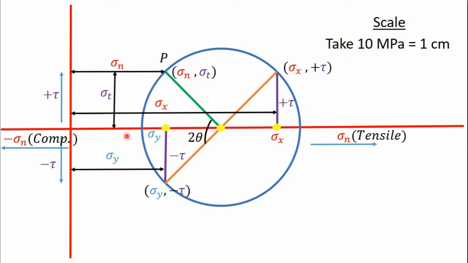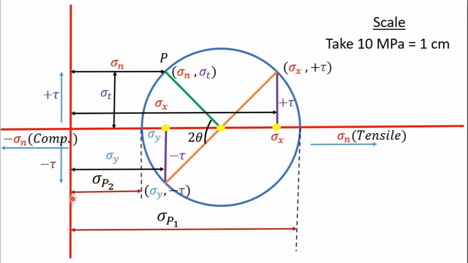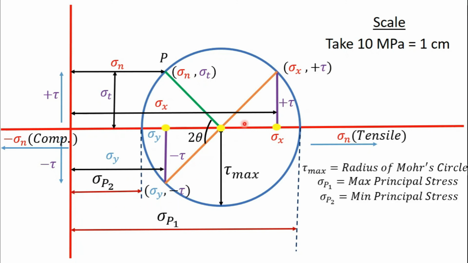Similarly, one can calculate the maximum principal stress. This is sigma p1. So the length from this line to this point will be sigma p1, and the minor principal stress, sigma p2, from this point to this point will be sigma p2. And for maximum shear stress, the radius of the Mohr circle is the maximum shear stress. You can see tau equals the radius of the Mohr circle. Sigma p1 is the maximum principal stress, and sigma p2 is the minimum principal stress.